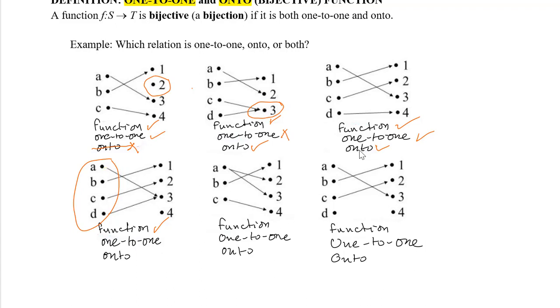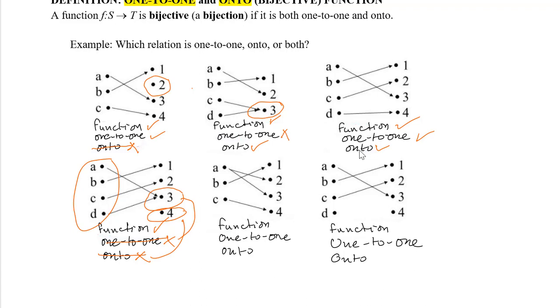Is this one-to-one? I would say no, because of this 3 here. A and D are pointing to 3. No, it's not one-to-one. Is this onto? No, 4 is by itself. No, it's not onto. So it's a function, but not one-to-one, and it's not onto.